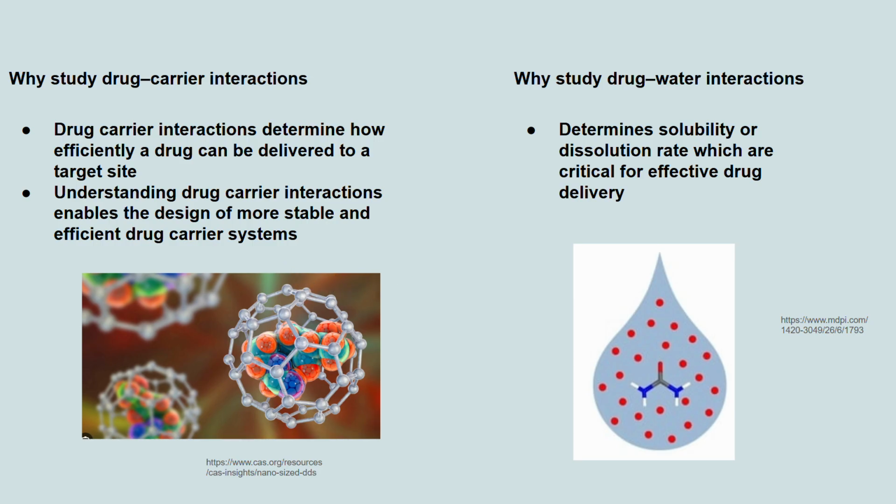When a drug enters the body, it doesn't go directly to where it's needed. It travels, interacts with different molecules, and often relies on a carrier to reach the right spot. The way a drug attaches to its carrier decides how stable it is, how long it stays there, and how efficiently it's released. If the interaction is too weak, the drug might fall off early. If it's too strong, it may not release when it should. Studying these interactions helps scientists design smarter carriers that deliver the right dose to the right place.